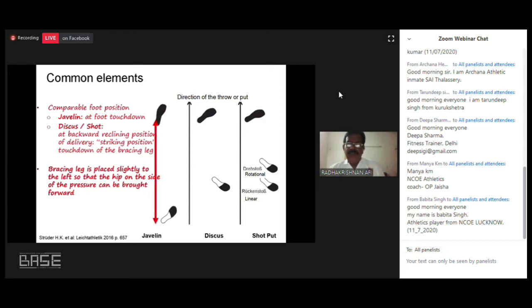Then the bracing left leg is placed slightly to the left so that the hip on the side of the pressure can be brought forward. The same thing I explain in simple language. That is, if you are keeping the left leg a little open, you will be able to bring the hip forward and use the pressure.